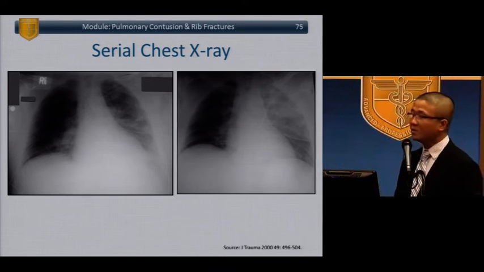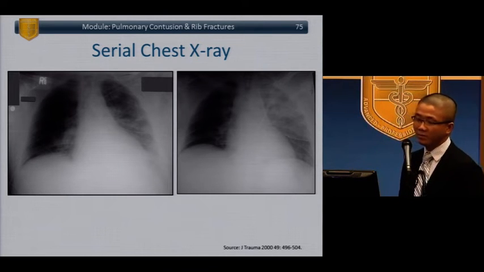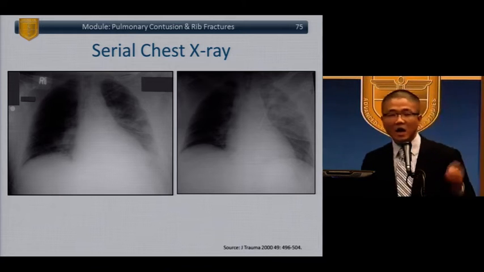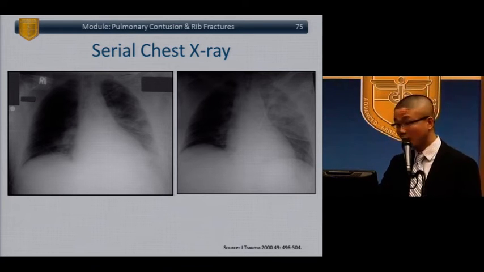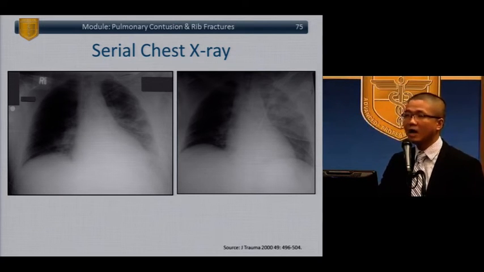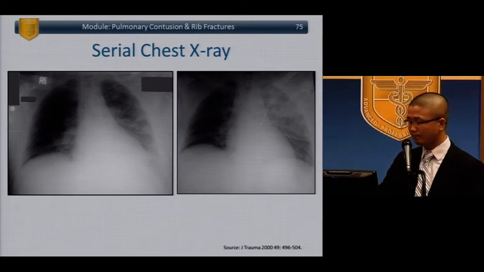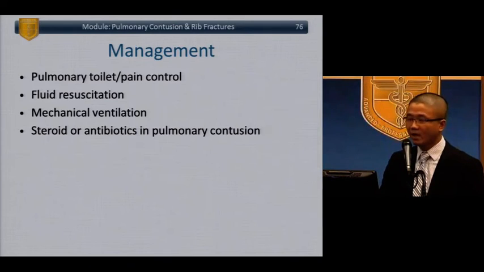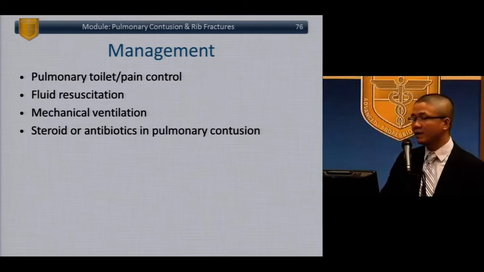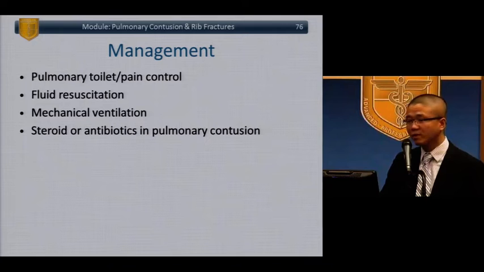Okay. The reason for serial chest X-rays for people with rib fractures is because on presentation, only about 50% of pulmonary contusions show up, right? So you get a follow-up chest X-ray when you admit this patient because they can blossom, just like the traumatic brain injury patients. And the management is pulmonary toilet, being very, very judicious with your fluid resuscitation, mechanical ventilation, steroids and antibiotics.